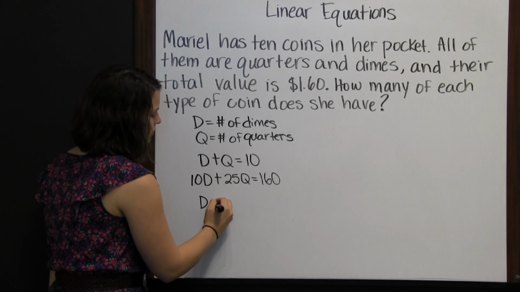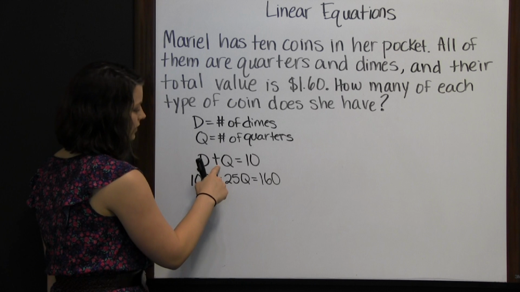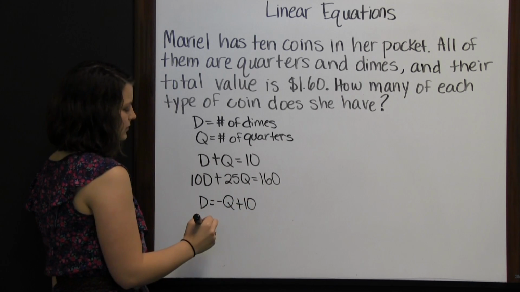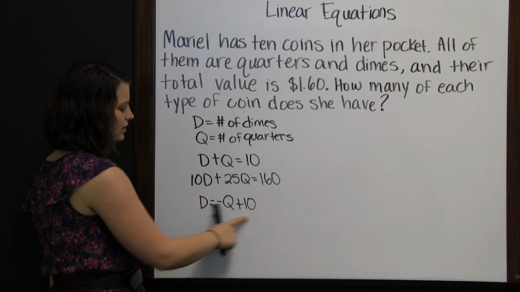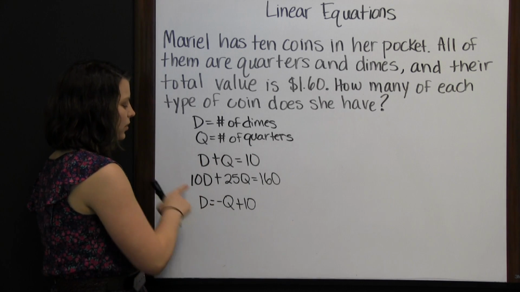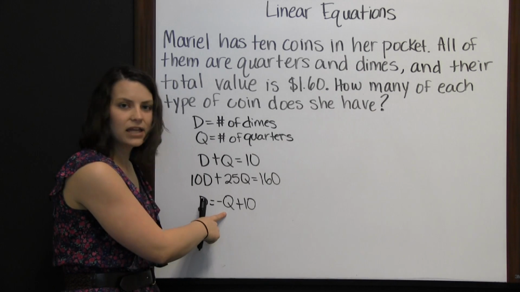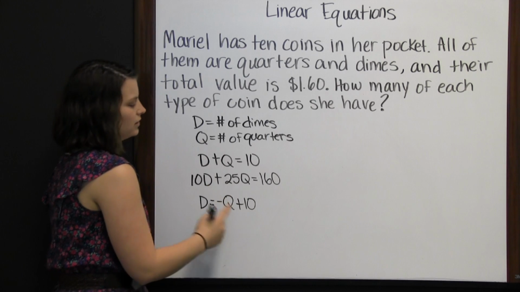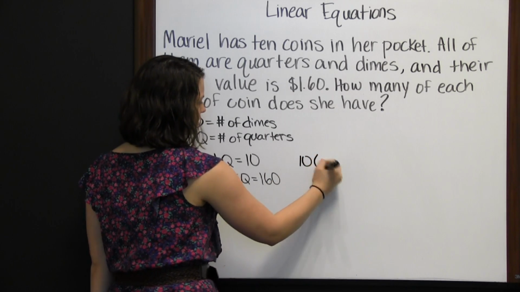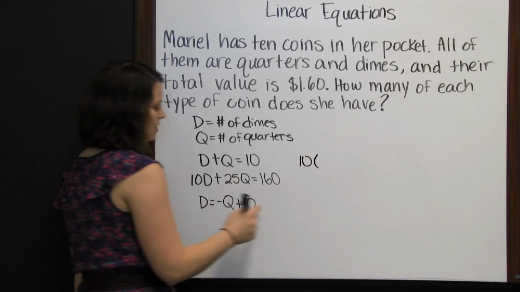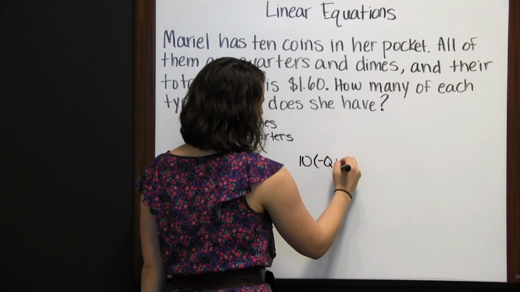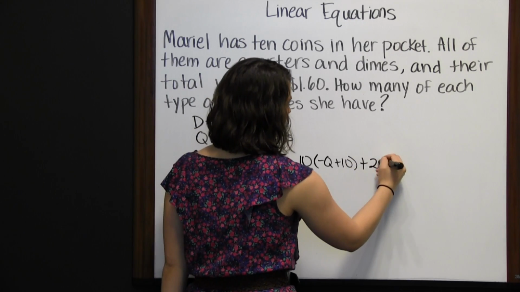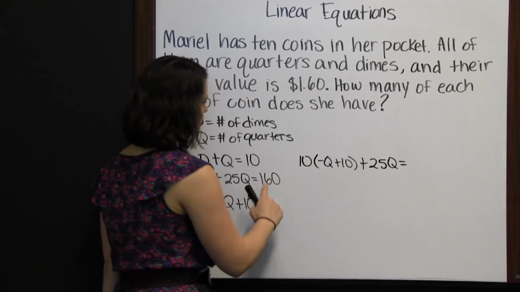So I'm going to solve for D in my first equation so I can substitute it in my second equation. So D is equal to, and I have to subtract Q from both sides, so negative Q plus 10. To solve for D, subtract Q from both sides, and you get negative Q plus 10. So in my second equation, I'm going to use negative Q plus 10 to substitute for D. So we have 10 times the quantity, instead of D, negative Q plus 10, plus 25Q is equal to 160.